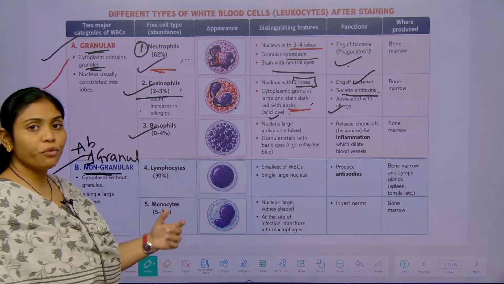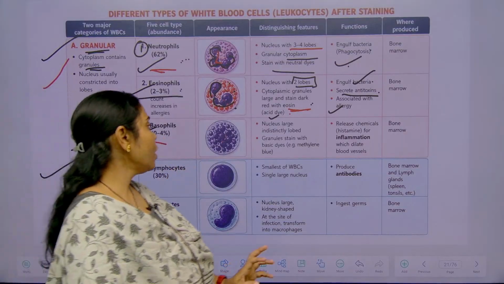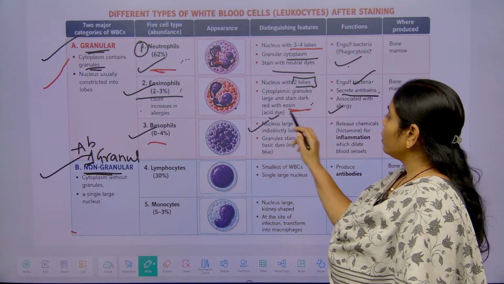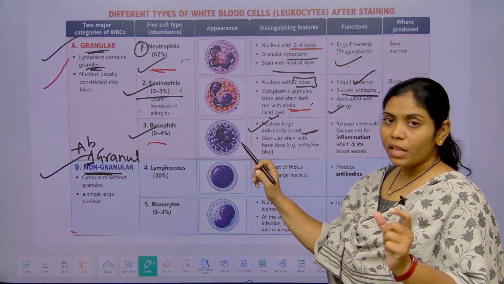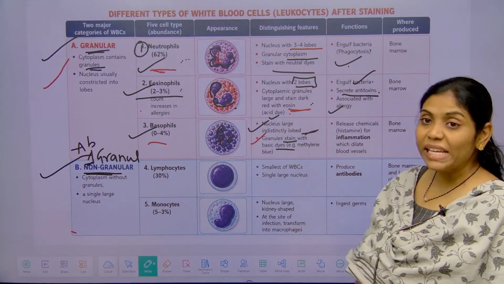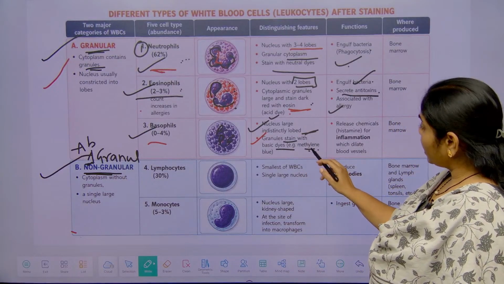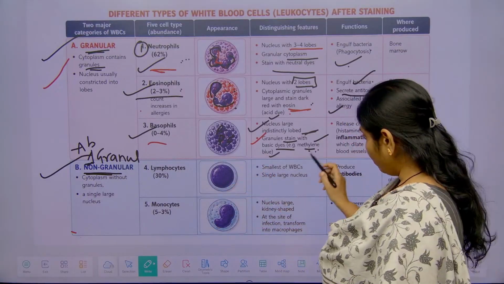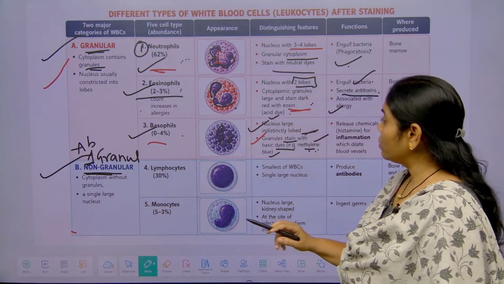Coming to the basophil, this number is very small, that is 0 to 4% only. And here the nucleus is having what? Large, many lobes, larger in size, and granules are stained with what? Basic dye. Example for the staining is methylene blue. Because of this basic dye only it is called basophil.